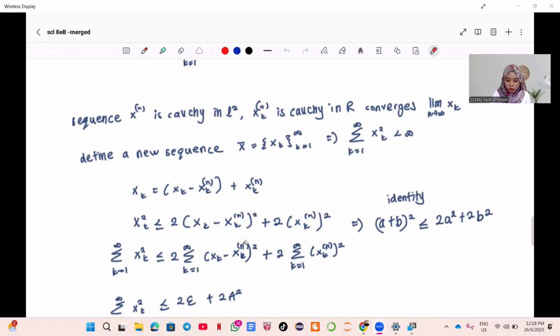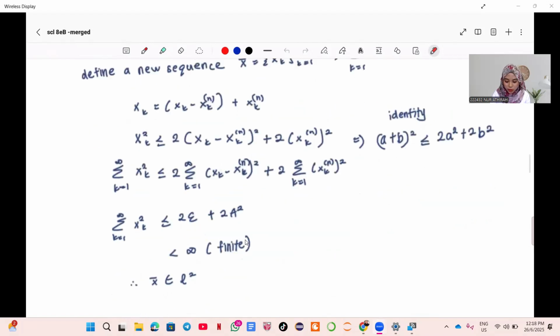it is bounded above. And then we take the inequality where we know x bar equals xk equals xk minus xk to the power of n plus xk to the power of n. And then we use the identity where a plus b, squared, is less than or equal to 2a squared plus 2b squared. Then we apply it to our inequality.